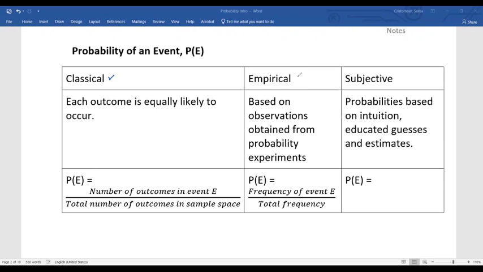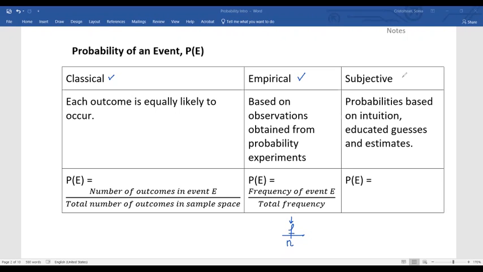The empirical probability is based on observations obtained from probability experiments. You can recognize this easily because this one usually comes with tables, information recorded in a table, information recorded from observing some experiments. This is called empirical or experimental probability. Probability of E equals the frequency of event E over the total frequency. And at this point, you probably recognize this formula, and we used this when we created frequency distributions. And this was actually the way we found the relative frequency.